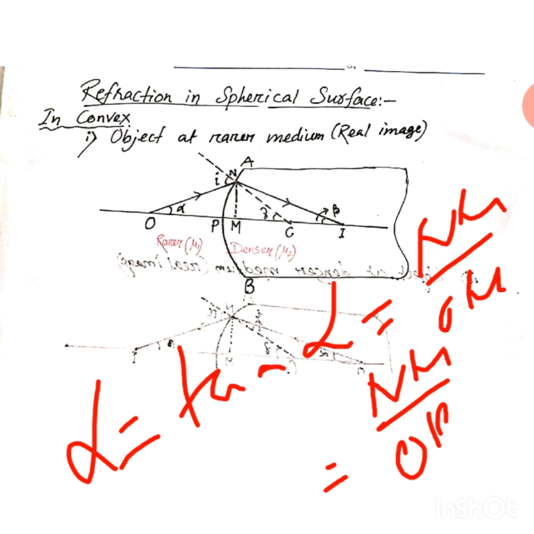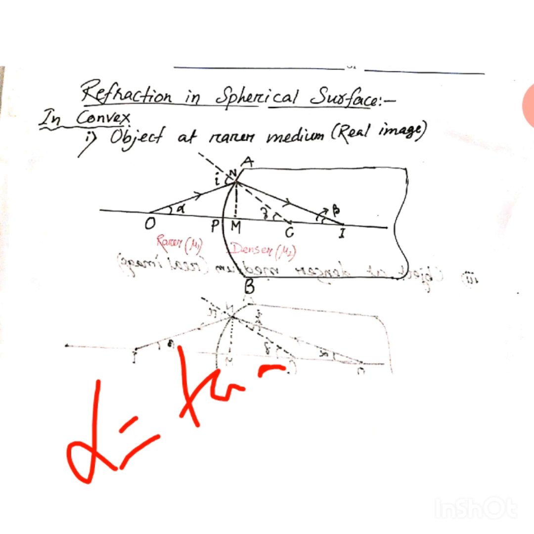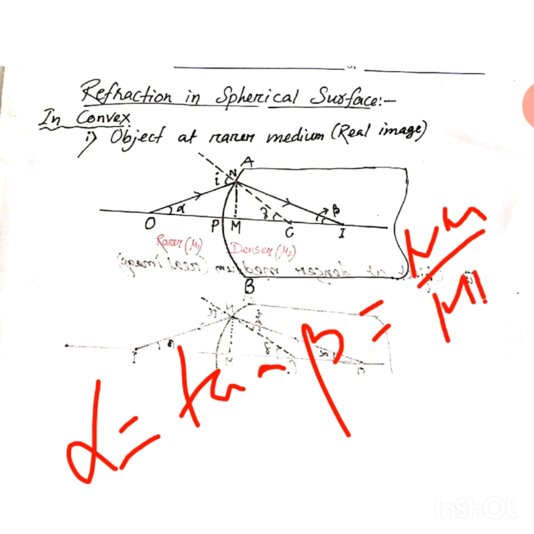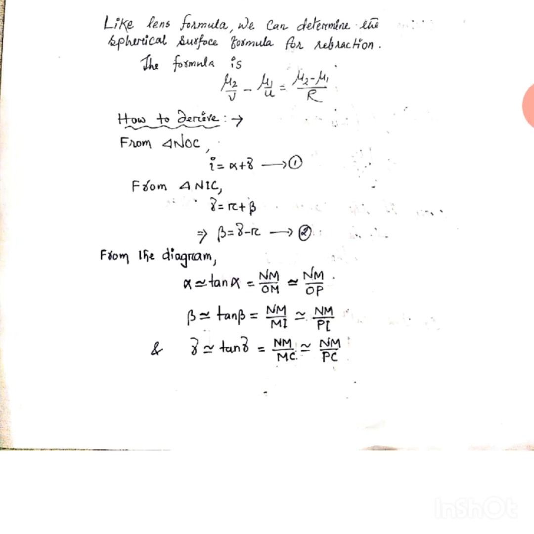Similarly, we can find out beta. If you have to find out beta, which triangle will you use? NMI. In the triangle NMI, beta is equal to tan beta, and it will be NM by MI, and we can write NM by PI, because M and P are very close to each other. Similarly, we can find out gamma. So this way we can find out alpha, beta and gamma. The alpha value we are getting is NM by OP, the beta value is NM by PI, and the gamma value is NM by PC.